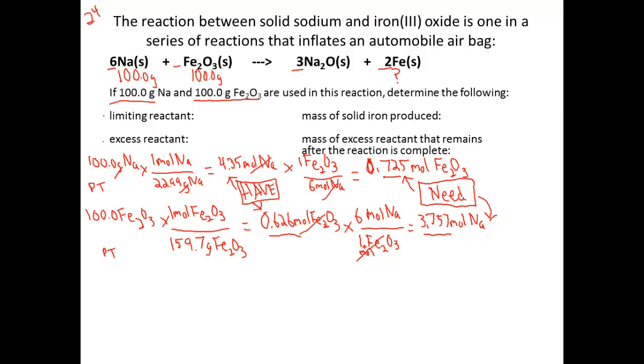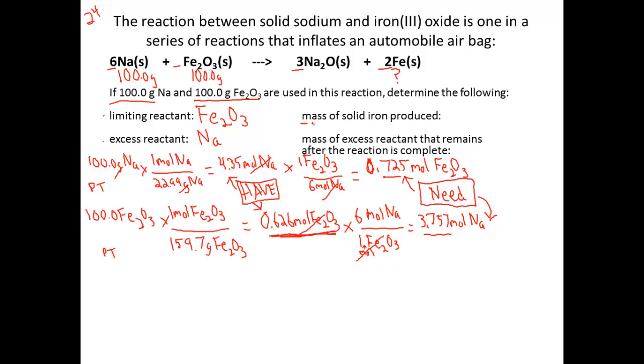So our iron 3 oxide is going to be our limiting reactant. When this is used up, our reaction stops. So the excess reactant then is our sodium. We're going to have more than enough sodium in order for this reaction to go. So once the 0.626 moles of iron oxide is used up, the reaction stops.